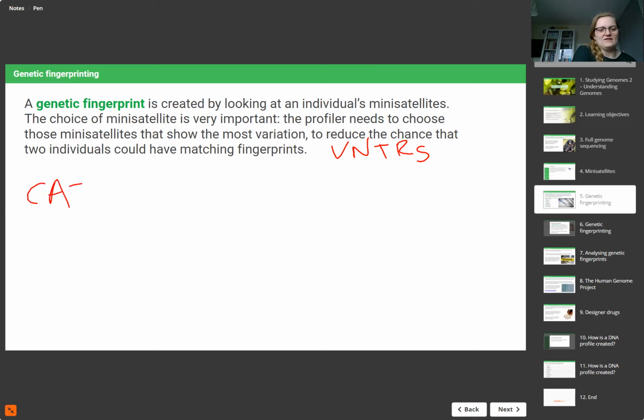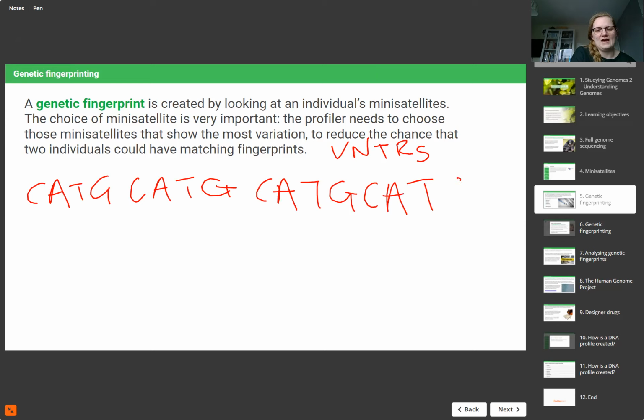So you could get CATG, CATG, CATG, and it just goes again and again and again constantly. So that's the repeat of the non-coding base sequence of CATG.